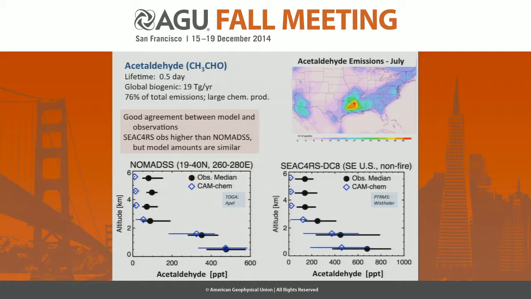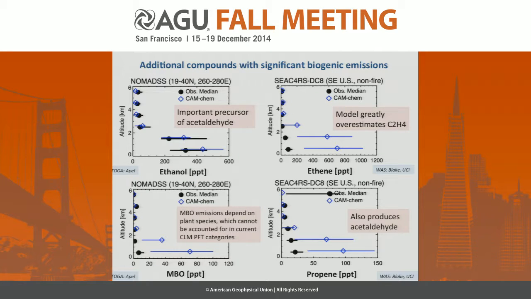Acetaldehyde has a very short lifetime, but agreement with the observations here looks very good in the boundary layer for both sets of campaigns. And then there are a number of other compounds that we don't usually think about as biogenic emitters, but can have a very important source.